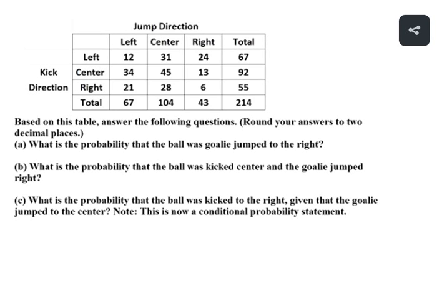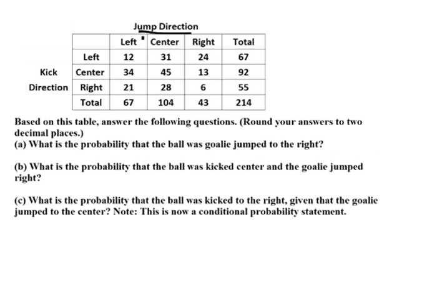In this problem, we're analyzing penalty kicks in a soccer game. There were 214 kicks total, and we have the kick direction given by the rows, and the direction in which the goalie jumped given by the columns. The first question asks, what's the probability that the goalie jumped to the right?